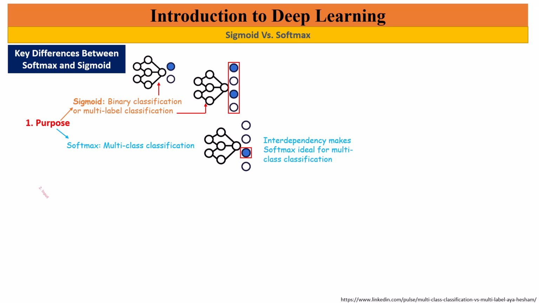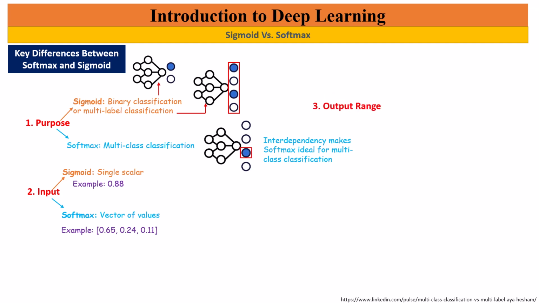2. Input. Sigmoid takes a single scalar value or logit. For example, 0.88. Softmax takes a vector of values or multiple logits. For example, a vector of 0.65, 0.24, 0.11.